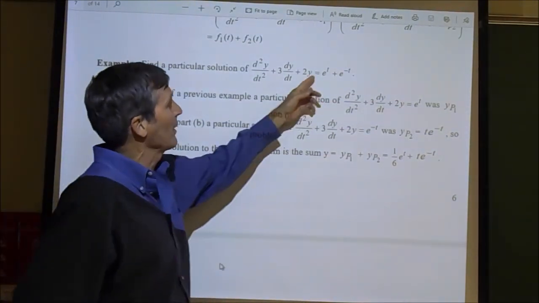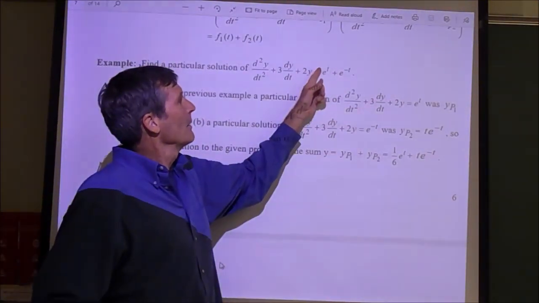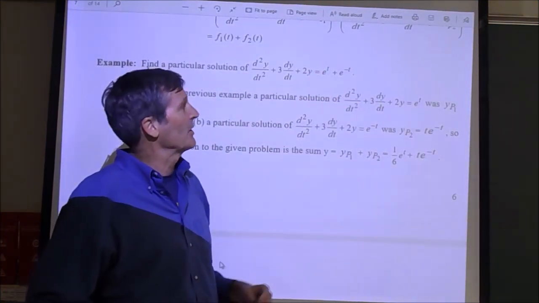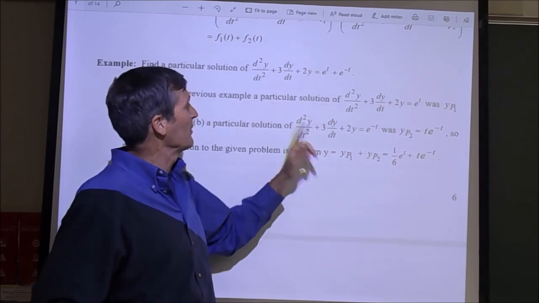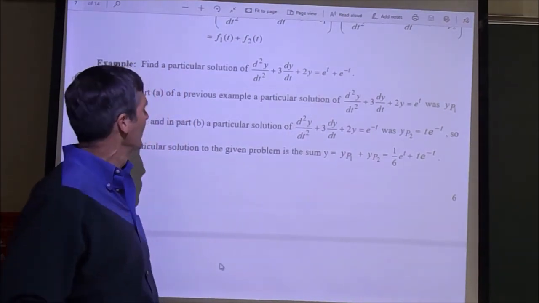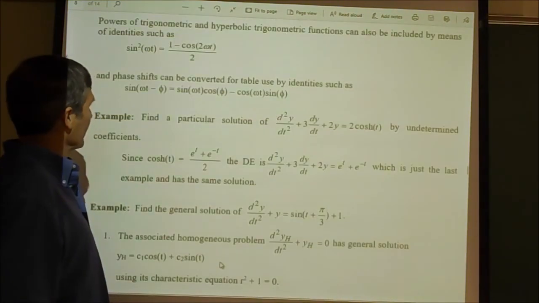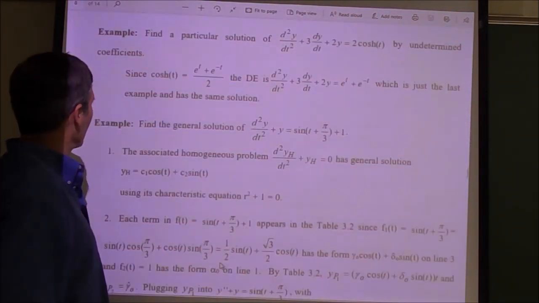So there are actually functions you can do that are not on the table. It works if they're hyperbolic sines and cosines, because you can do this kind of thing that we just did, and it works if they're the sum of any two things that are on the table, including these also. It's hyperbolic trig functions.